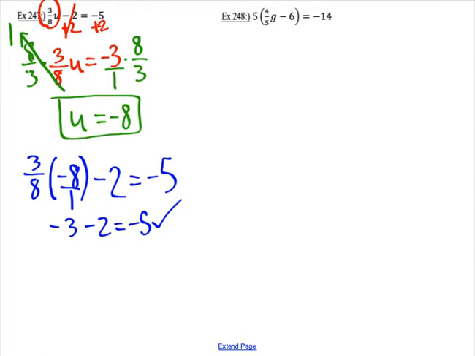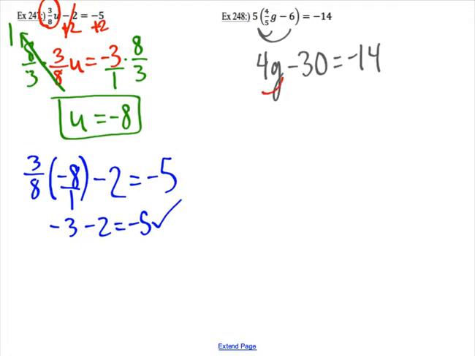Example 248. On this one, we are going to have to simplify. Looks like we need to distribute the 5 into the parentheses. 5 times 4/5 g is 20/5 g. That's just 4g. 5 times negative 6 is negative 30, and that equals negative 14. Okay, there are no like terms or parentheses left, so we can move on.